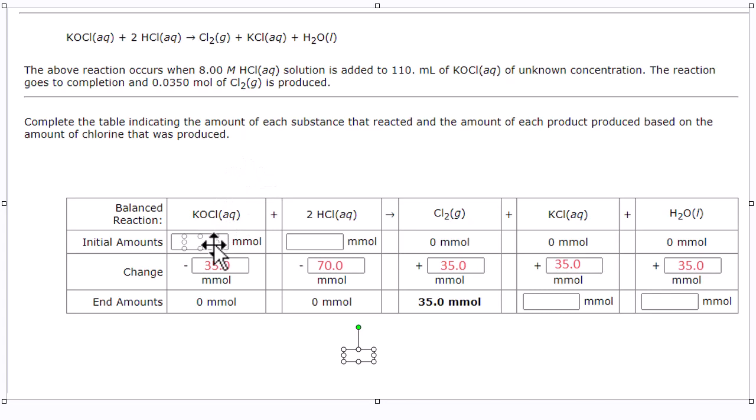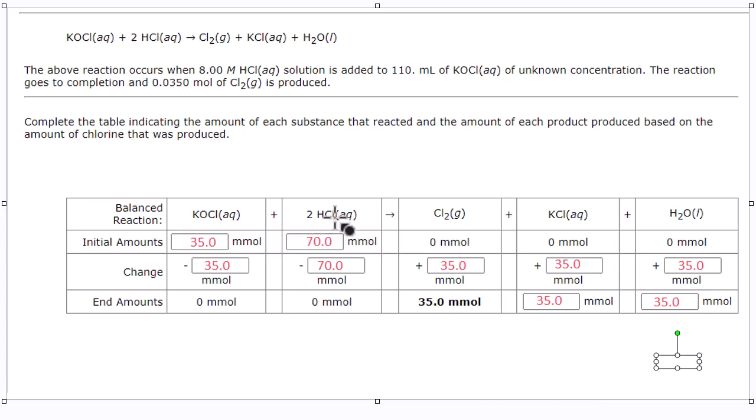So in this reaction, the initial amount of hypochlorite that reacted to make this chlorine must have been 35 millimoles. And the acid, again, we ended up with nothing left over, 70 millimoles. And here at the end, our KCl and our water. And all is good. We've found the final amounts of everything that was produced. And we also know how much was used initially.